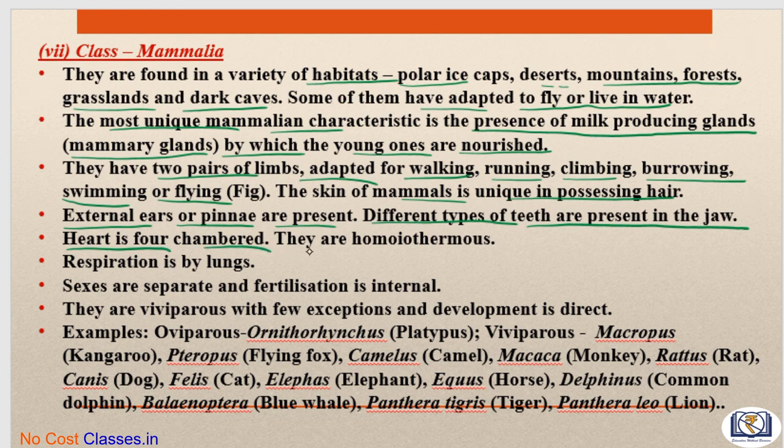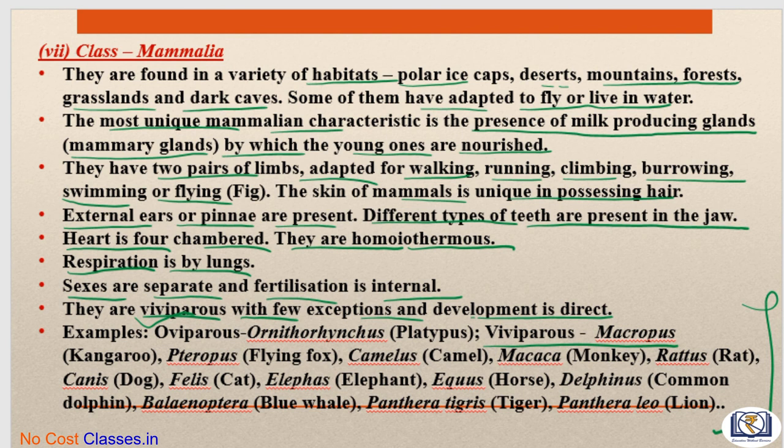The heart is four-chambered and they are homeothermal. Respiration is by lungs. Sexes are separate and fertilization is completely internal. They are viviparous, with a few exceptions developing directly. Oviparous, we have the example of the platypus; most of them are viviparous. Okay, so these are the examples we have here.